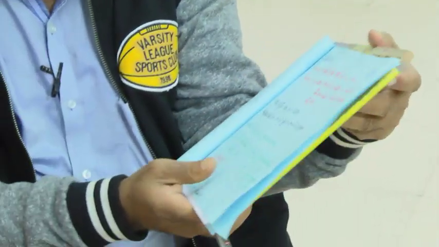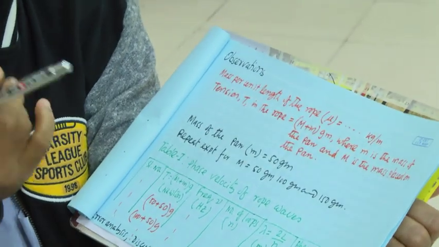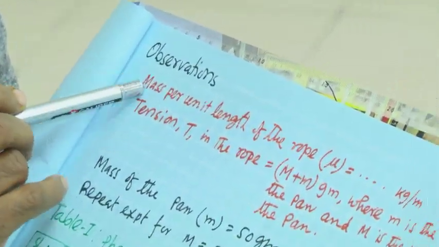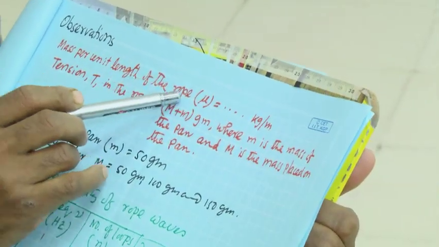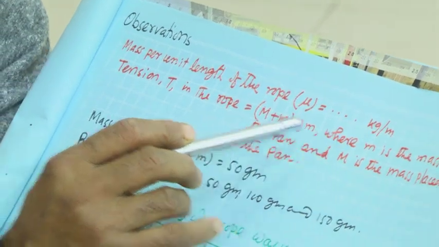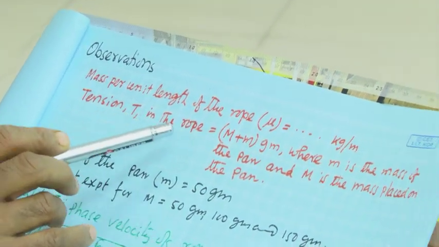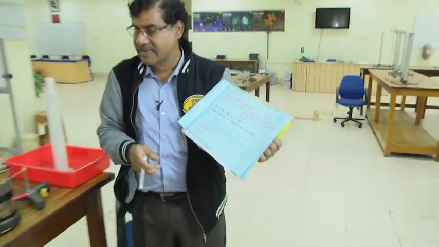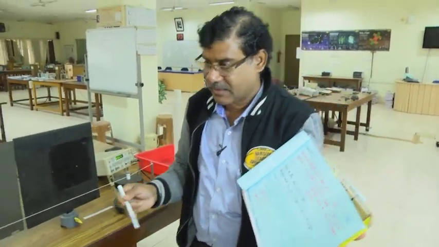This is a very simple experiment. Let me show you this first, transverse wave. Okay, so observation, what do we have to do? First we have to note down the mass per unit length of the rope, if it is known. And then the tension T in the rope. So tension T in this rope here.